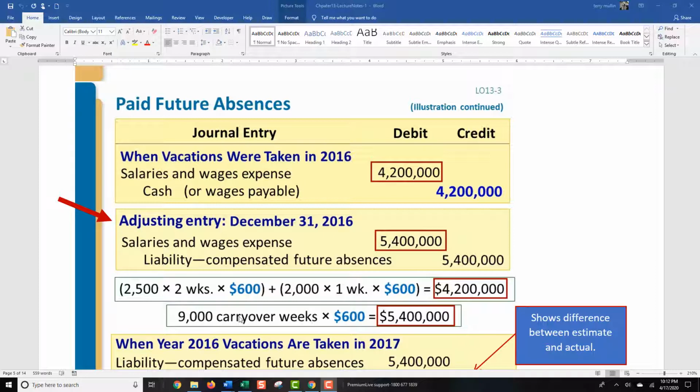The 9,000 carryover, the second number, see this red arrow here? That's the adjusting entry. That's the potential liability. So this top one is recording the expense of the wages, the vacation that was taken. The second journal entry is the vacation pay that was not taken, right?